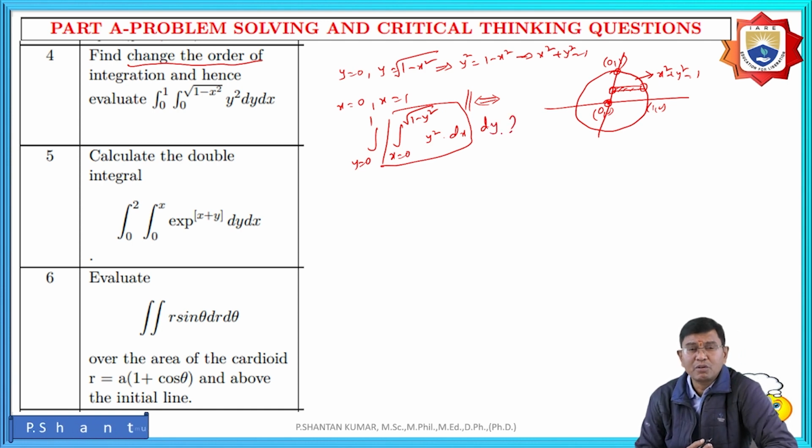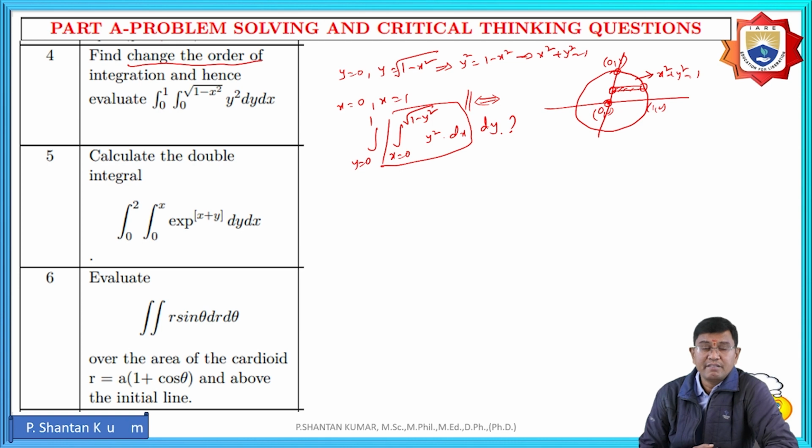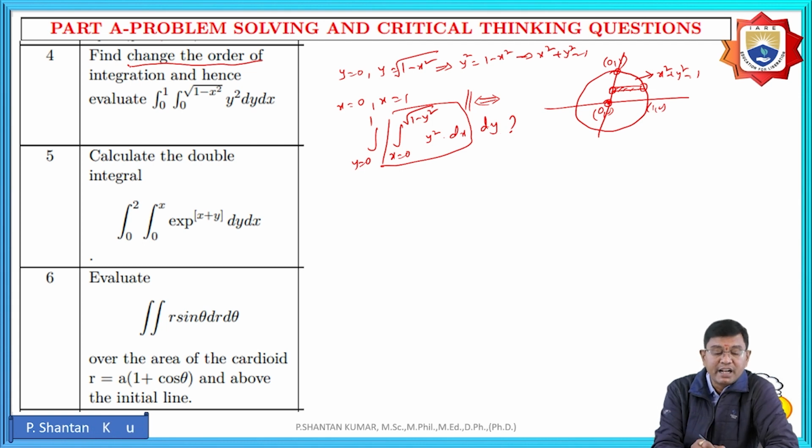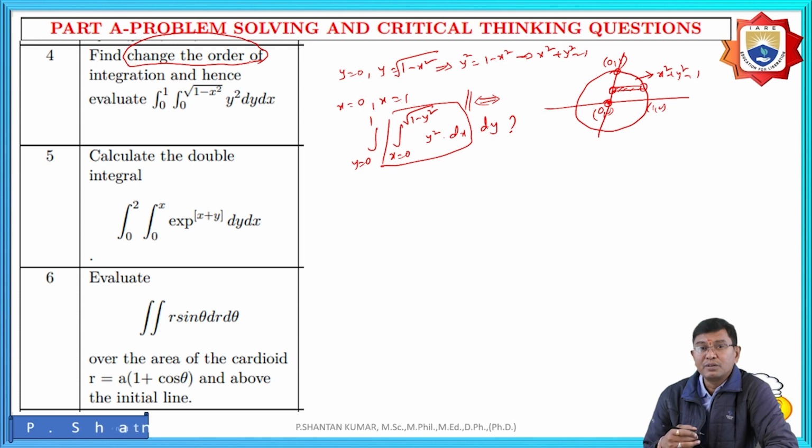That means this is the given problem to understand the level. The given limits are in terms of y, meaning a strip parallel to the y-axis is given, but the change of the order of integration is clearly mentioned. Therefore, we need to change it to a strip parallel to the x-axis, then find the solutions. And next one, calculate the double integration of this one.